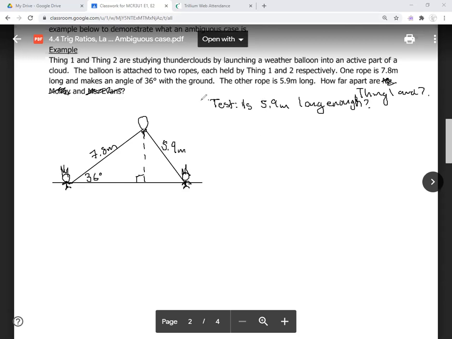So let's do it. Let's pretend we are dealing with a 90-degree triangle and do, let's see, opposite over hypotenuse. Sine of 36 degrees is equal to my height divided by the hypotenuse of 7.8. Height is sine 36 multiplied by 7.8. What is that?